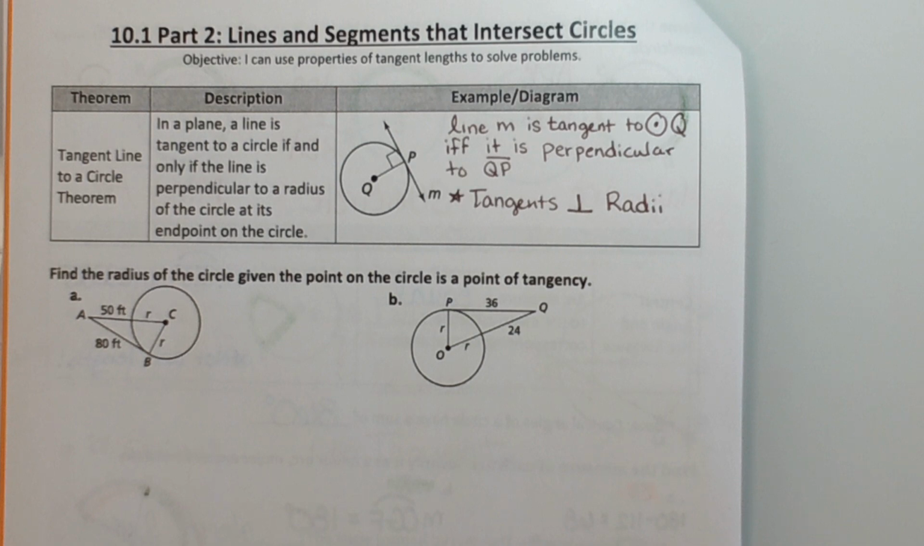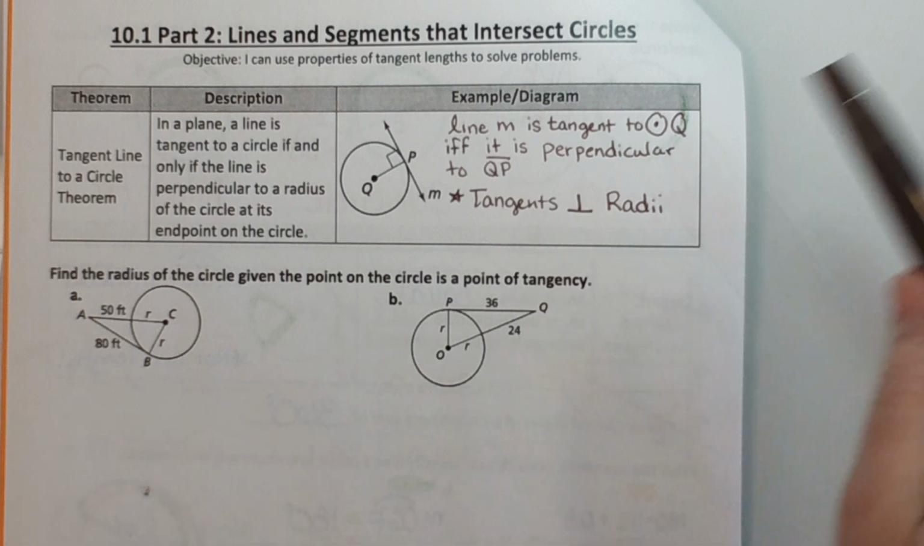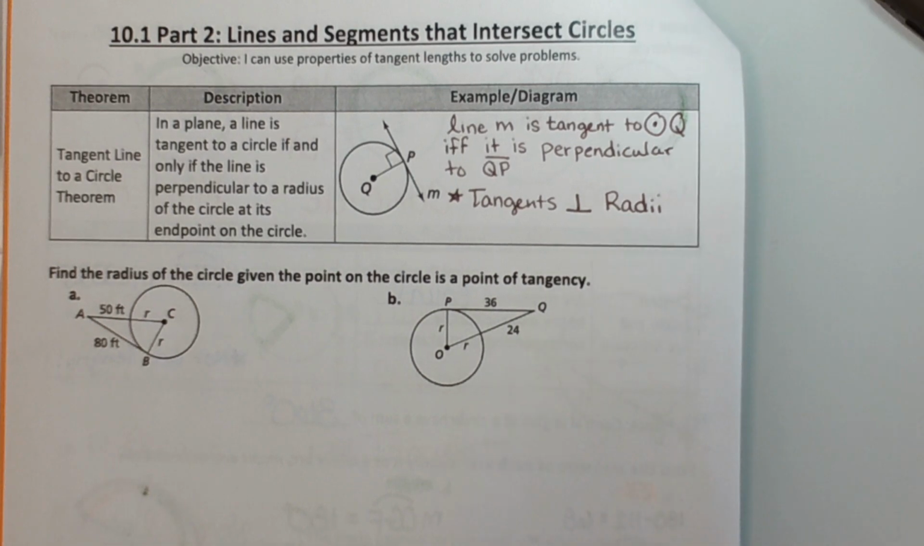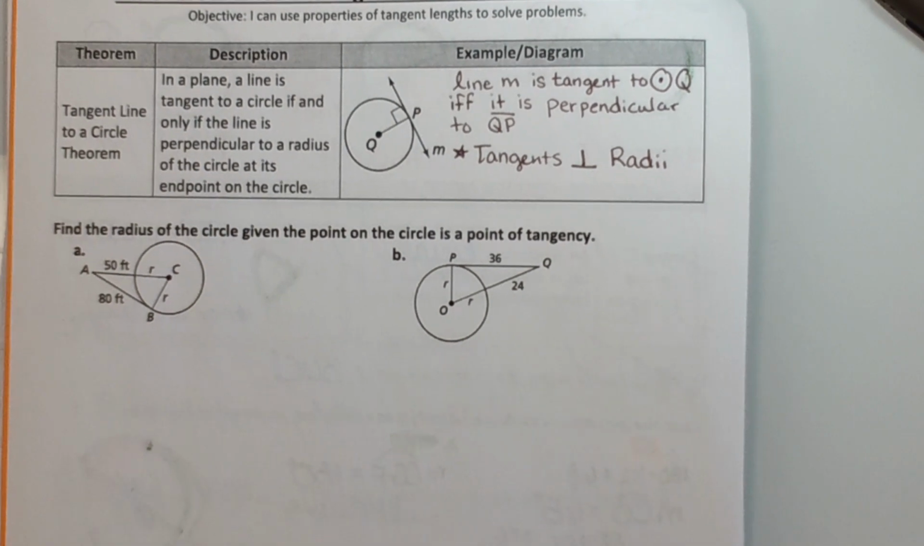So, tangents are perpendicular to radii. Things being perpendicular means they intersect to create what? A right angle. So, if you see a tangent and a radius meeting on the edge of the circle, you should have a right angle. That's the key thing here.